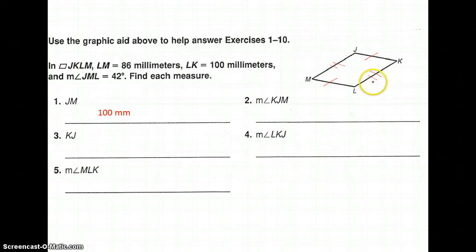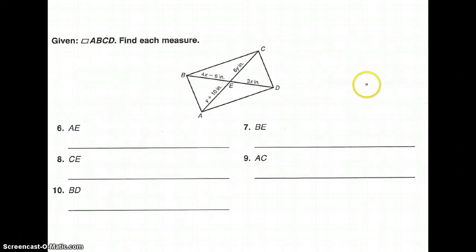Let's look at one from the next set, 6 through 10. Given parallelogram ABCD, let's find each measure. So for my first problem in this set, number 6, I'm looking for the length of AE. AE, if you'll notice, is part of this diagonal. From our properties, we know that diagonals bisect each other, so that must mean that AE is congruent to EC. So I'll just set up that equation.